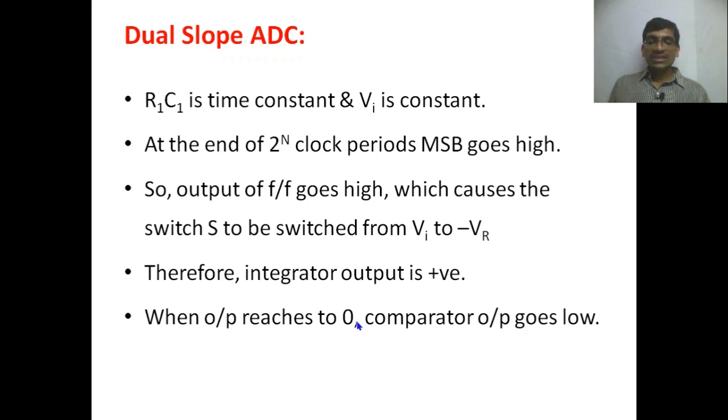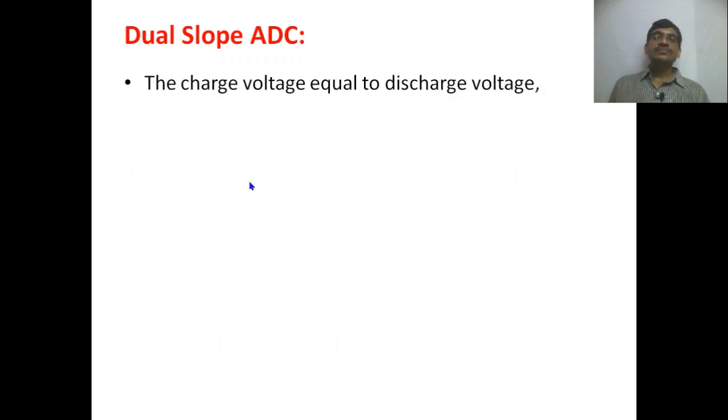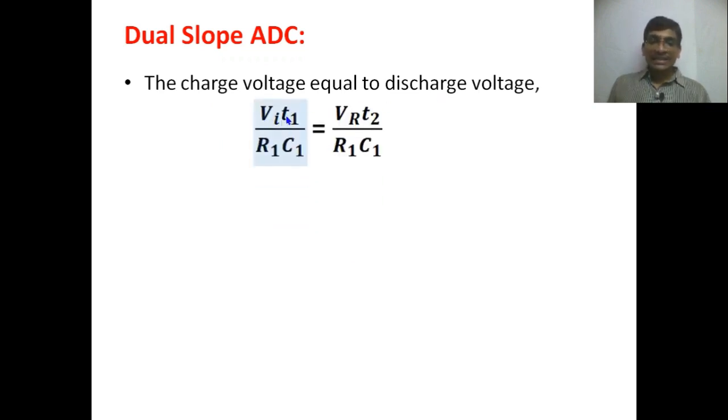When the output reaches 0, the comparator output will go low, which disables the AND gate and the counter will stop. The charge voltage equals the discharge voltage, therefore it can be given as Vi T1, the charging time, divided by R1 C1, the slope, is equal to VR into T2 by R1 C1. Both denominators are the same, therefore R1 C1 will get cancelled. So Vi T1 is equal to VR T2.